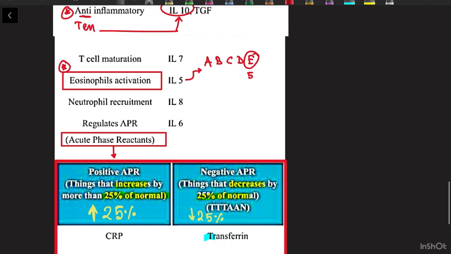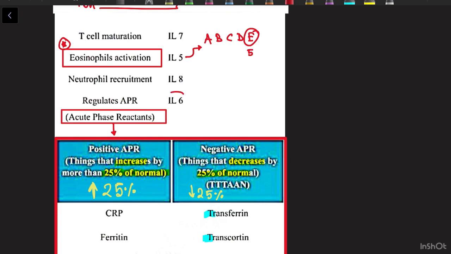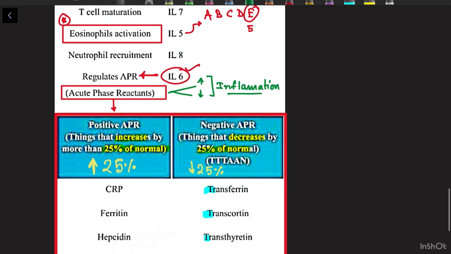And then there is an important interleukin 6, which regulates the acute phase proteins. Now this acute phase protein increases or decreases when inflammation takes place. So how much is the increase or how much is the decrease? Basically, if there is an increase of 25%, I consider it a positive APR. And if the level of this acute phase protein is decreased by 25%, I consider this a negative APR.